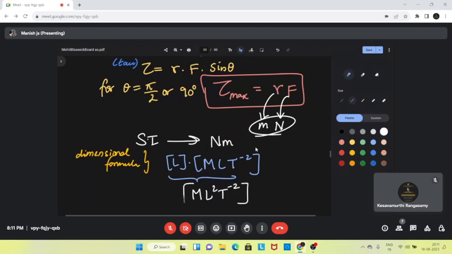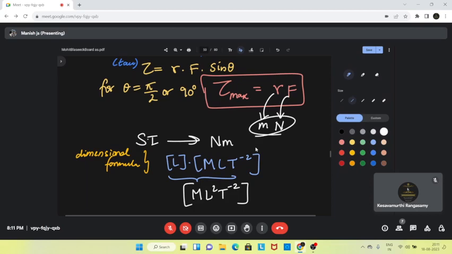Don't you think it is same as work done or energy? Isn't it? The dimensional formula is same. Okay, so this is the dimensional formula for torque. Okay, so now I hope the concept of torque is clear to all of you, right? So this is all about the concept of torque.